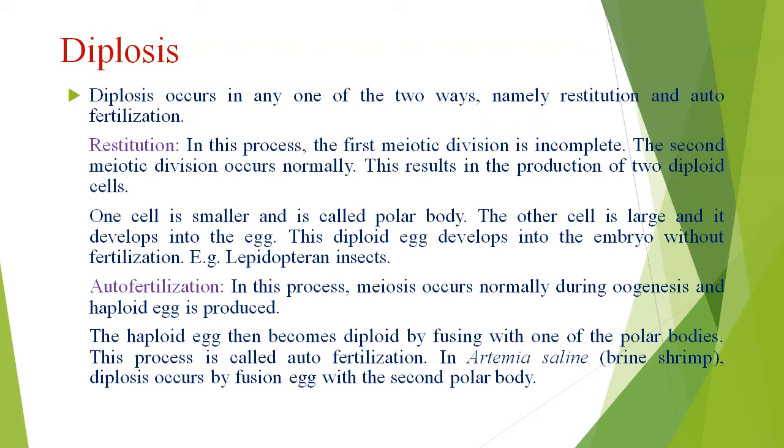When we talk about autofertilization, in this process, meiosis occurs normally during oogenesis and a haploid egg is produced. The haploid egg then becomes diploid by fusing with one of the polar bodies. This process is called autofertilization. I will mention it in the next diagram. In Artemia salina, also called brine shrimp, the process occurs by fusion of the egg with the second polar body.